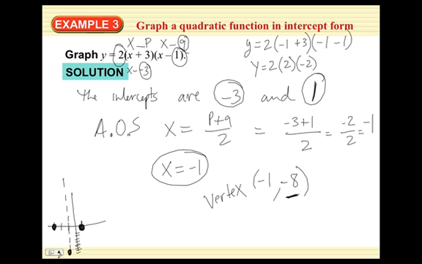Now what I want you to do is get a couple more points from your calculator. And you can do that later. Okay? But all you have to do is, once again, type that in, go to your table, and it'll show you all the coordinates. Okay? Get a couple more and then you graph it. So that's how you graph something in intercept form.